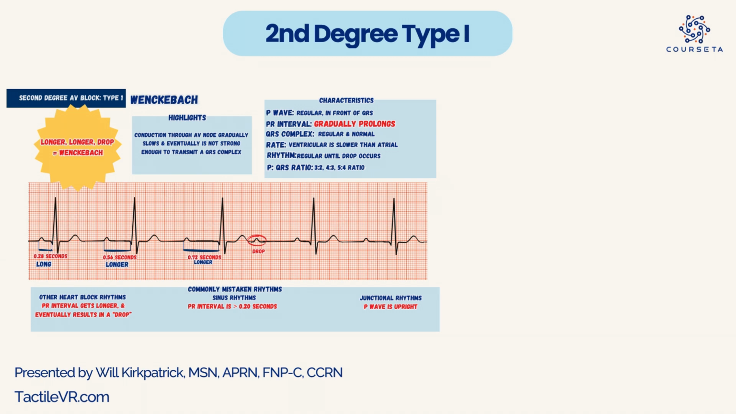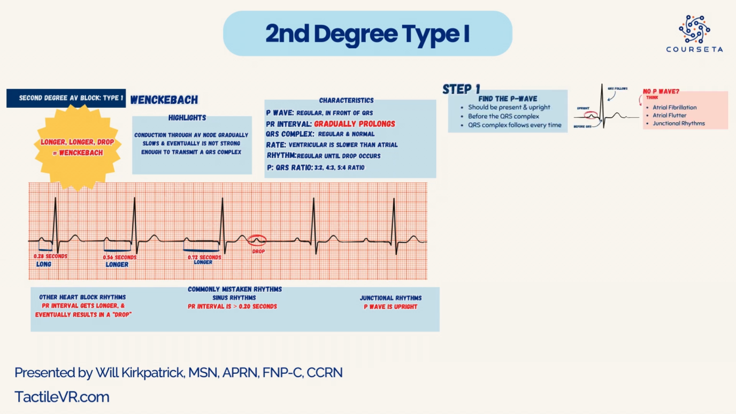The third one is 0.72 seconds. As you guys can see here, that PR interval is getting longer and longer, and then eventually you're going to see a P wave without a QRS complex, which is called a drop. So that is how you know that it is a Wenckebach block, because it's a second degree AV block type 1.